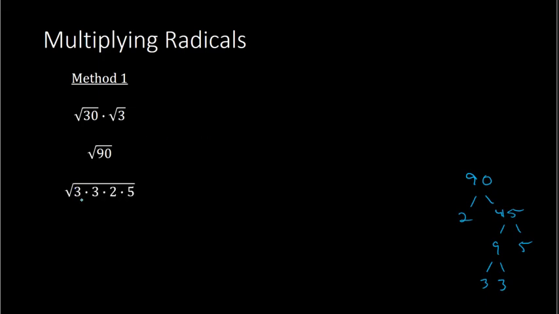So when I simplify, I look for groups of 2 things. So here are 2 3's that I can pull out. So there's one group, so I pull out 1 3. So I have 3 on the outside, and then 2 times 5, or 10, on the inside.